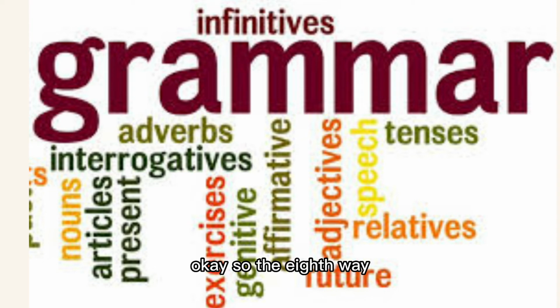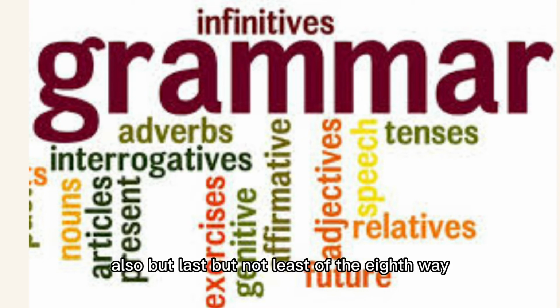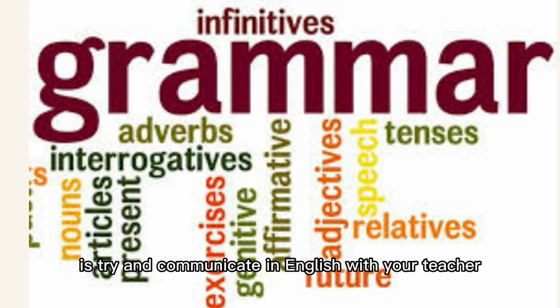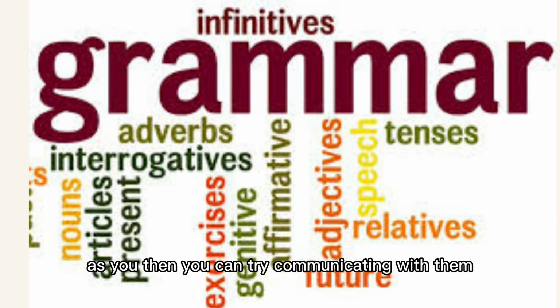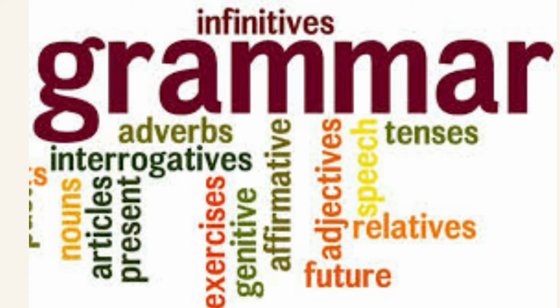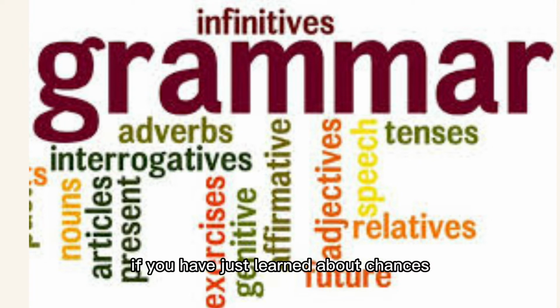Okay, so the eighth way, last but not least, and very important, is to try and communicate in English with your teacher and friends. If your friends have the same goal as you of improving English grammar, then you can try communicating with them using the new grammar you have just learned. Like, if you have just learned about tenses, maybe the present perfect tense, you can try using it whenever you speak or communicate with your friends.